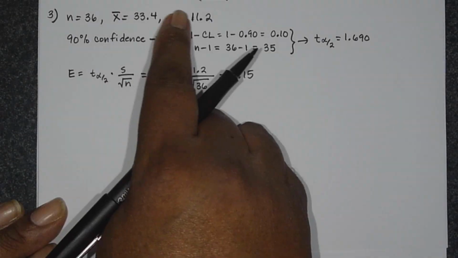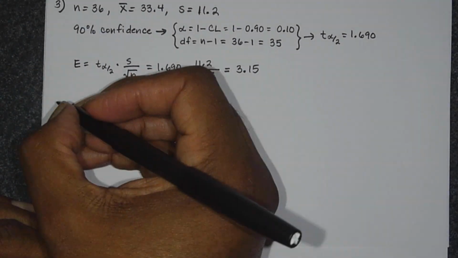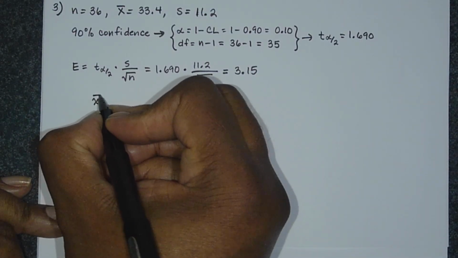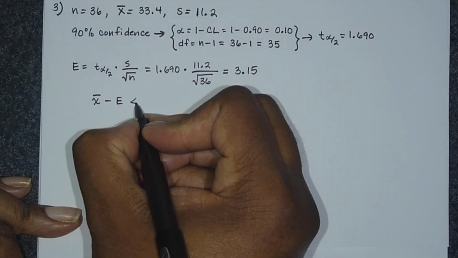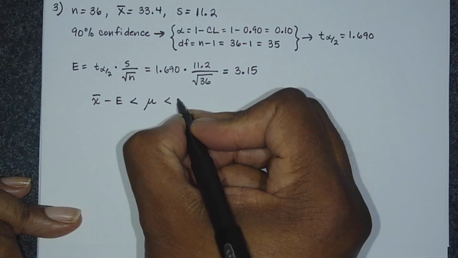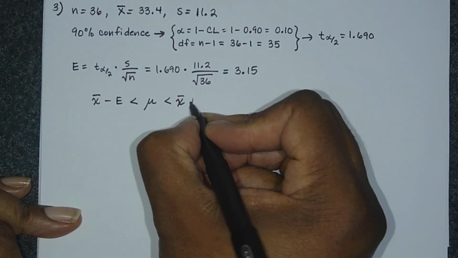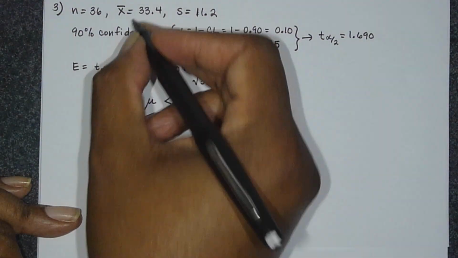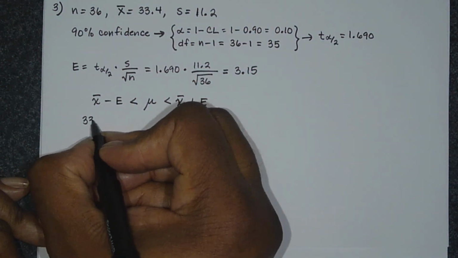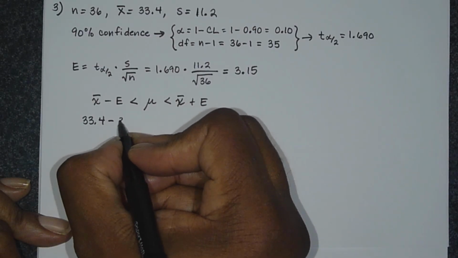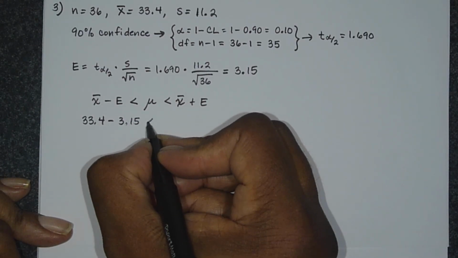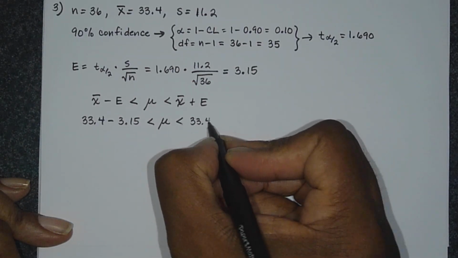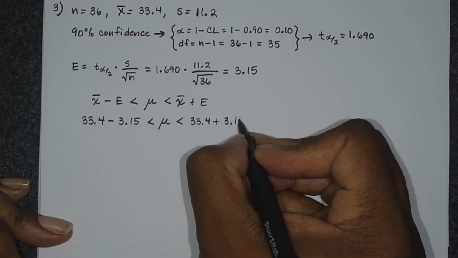Since we have the margin of error and we do have x bar, we can construct our confidence interval estimate for the mean, which is this: x bar minus E is less than mu and less than x bar plus E. And here your x bar is your mean of 33.4, minus the margin of error, 3.15, is less than mu, and less than x bar, 33.4 again, plus E again, 3.15.